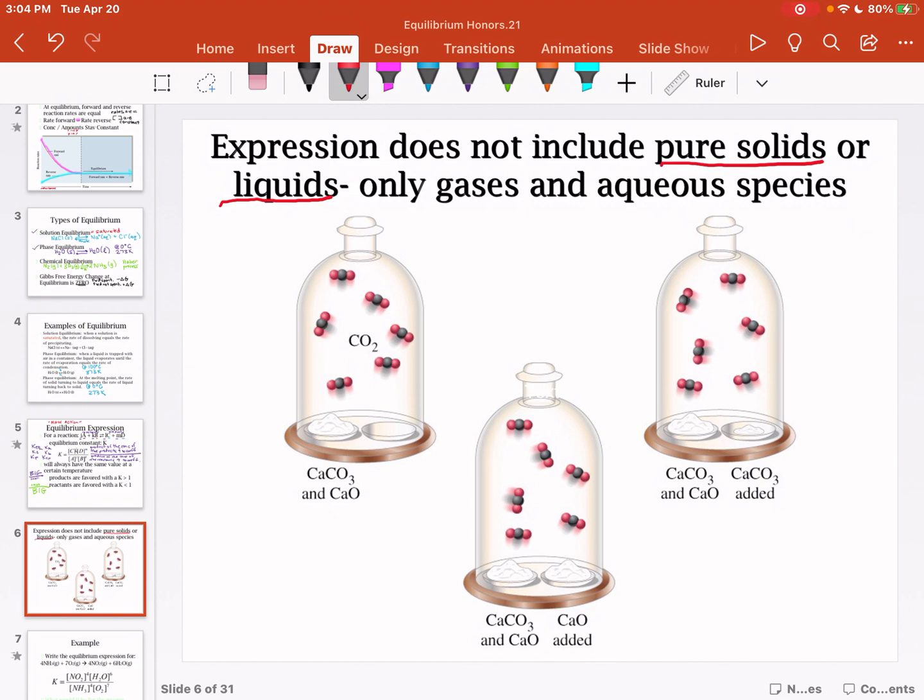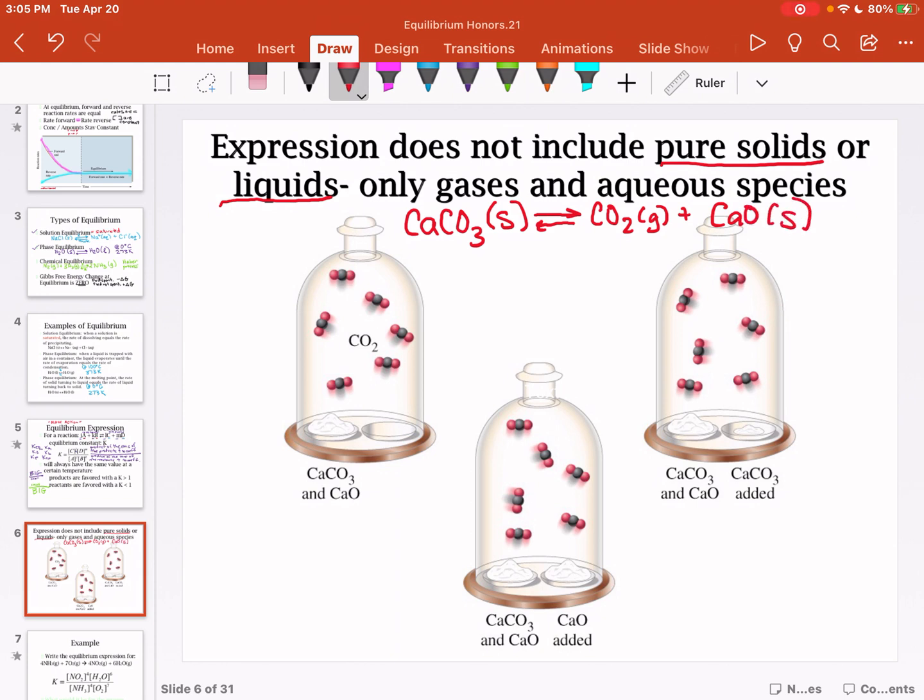So if I consider the equation that you see pictured here, it is calcium carbonate. That's like limestone or chalk, if you will. And it's a solid. I can get it to undergo decomposition, and it will produce carbon dioxide gas and calcium oxide as a solid.